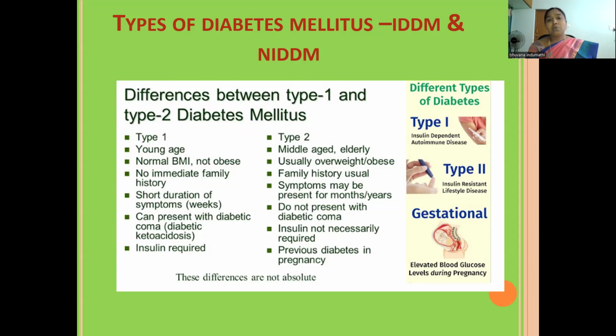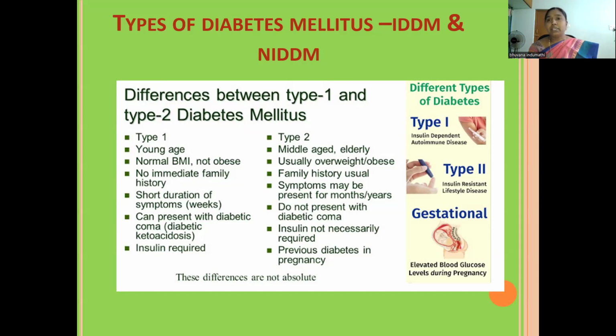Here, the diabetic coma is absent or insulin is not necessarily required. They can be controlled with tablets, diet and exercise, depending upon the sugar level of the individual. Here, insulin is particularly required for the patients. Without insulin, they couldn't survive in the case of type 1.